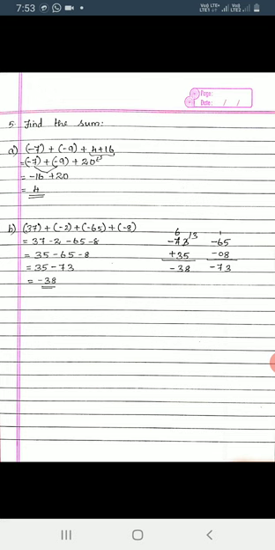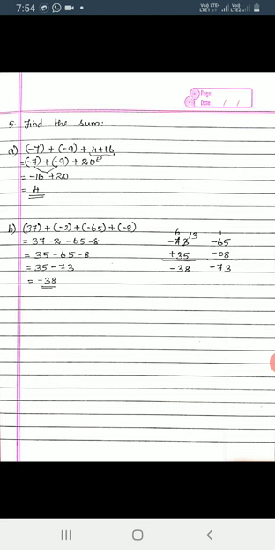Question B. 37 plus minus 2 plus minus 65 plus minus 8. So, better for our convenience, we will remove the brackets. First, 37 is written as it is. Then, plus into minus is minus. So, minus 2, plus into minus is minus again. So, minus 65, plus into minus is minus. Then, 8. So, you get 37 minus 2 minus 65 minus 8.